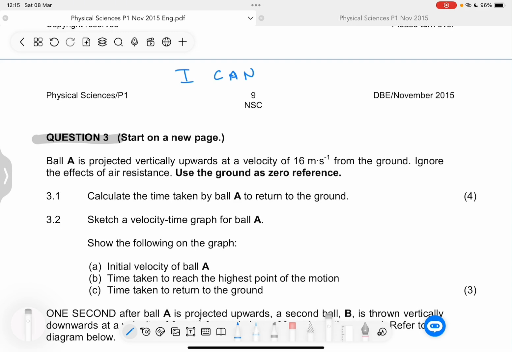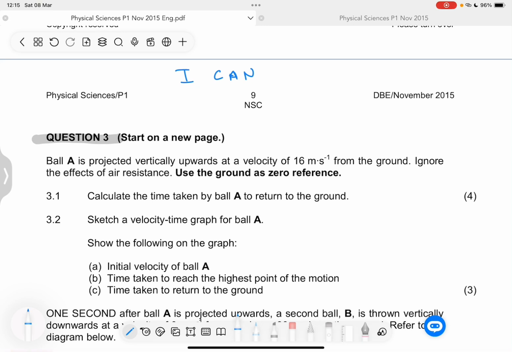This is a problem-solving strategy that we will be following, the step-by-step processes that we will follow when we solve this problem. The I stands for interpretation, the C stands for classification, the A stands for answering the problem, and N, we navigate our answer.